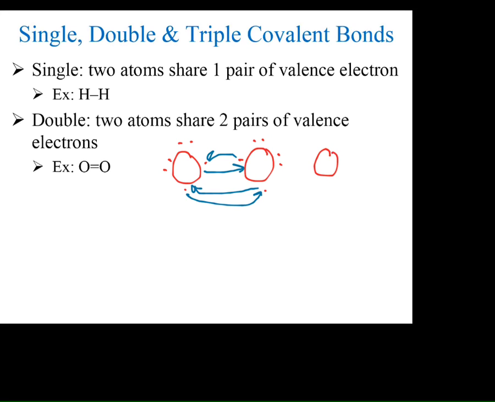So you might draw it like this. Now there's 2 pairs being shared, and there are still those lone pairs out here that weren't touched. The lone pairs are still here. So you draw 2 lines. Again, every line says there's 2 electrons being shared. So 2 lines tells me there's 2 times 2, 4 electrons being shared.